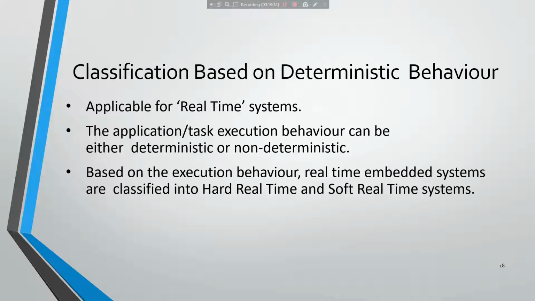Soft real-time is something where it is okay if it takes more time. Instead of 10 seconds, it can take 11 seconds, or even 11 minutes, depending upon the type of application we are using. That comes under soft real-time systems. Critical applications are used in hard real-time systems, and slight delays can be accepted in soft real-time systems.